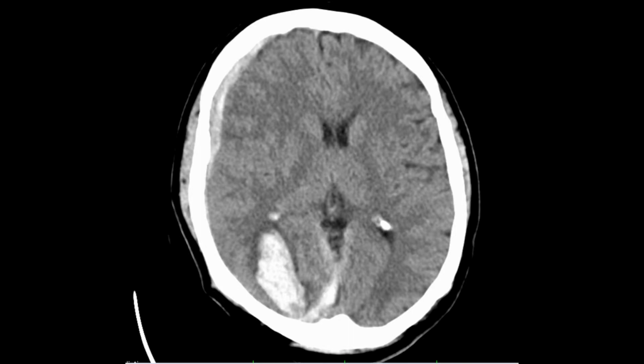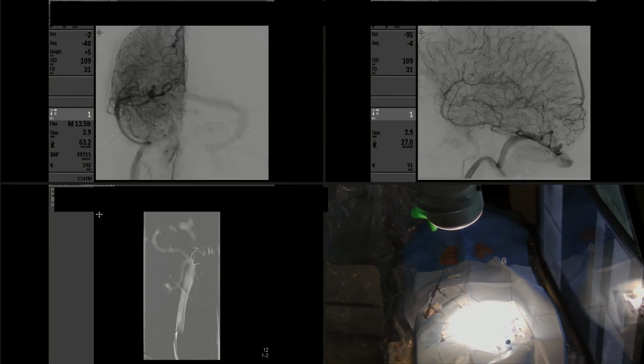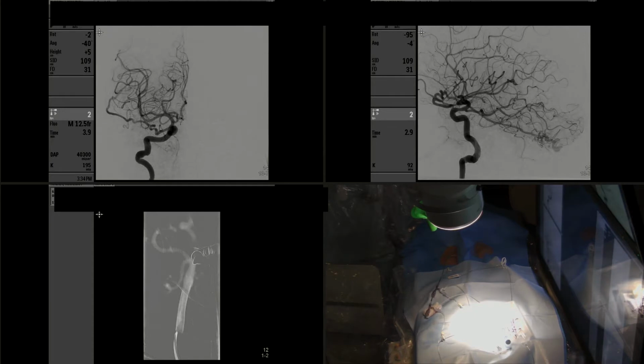The patient is a 56-year-old man who presented with a right occipital hematoma. We performed a CTA that didn't suggest an obvious pathology. However, a cerebral angiogram demonstrated the source of hemorrhage. There was a dural venous fistula with evidence of cortical venous drainage.